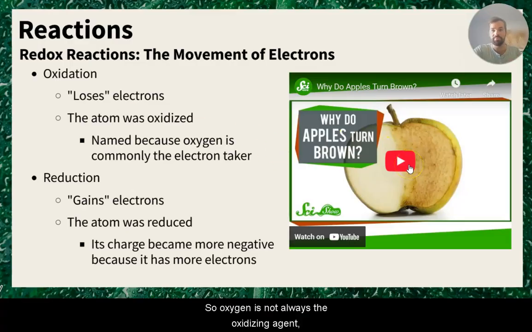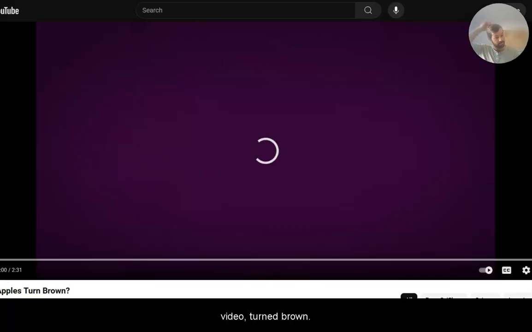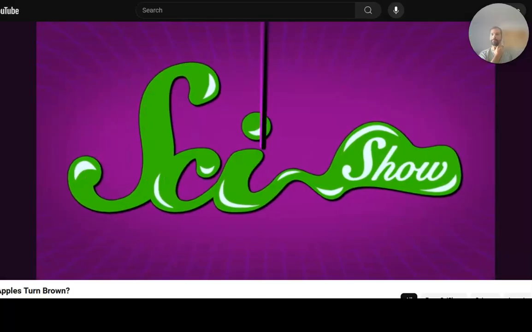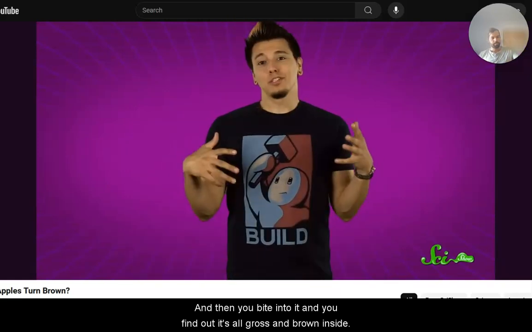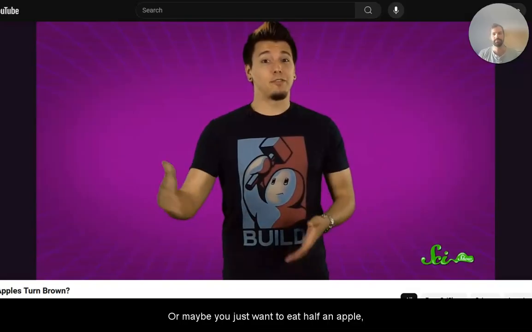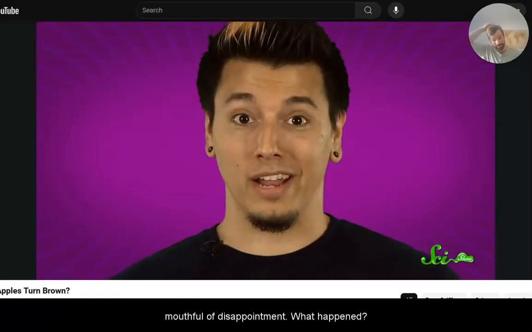Another example. So oxygen is not always the oxidizing agent, but very often it is. As is the example here in this video, this turned brown. Let's say you've got an apple, and it looks delicious, and then you bite into it, and you find out it's all gross and brown inside. Or maybe you just want to eat half an apple, so you slice it and leave the other half on the counter. An hour later, it's a brown, mealy mess. All I wanted was an apple, and now all I have is a mouthful of disappointment.